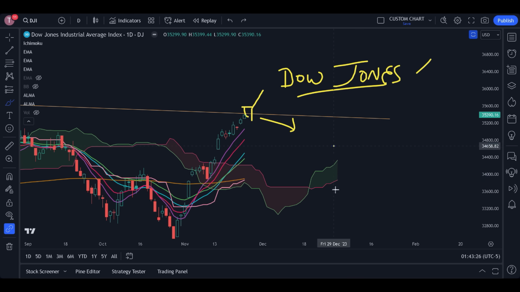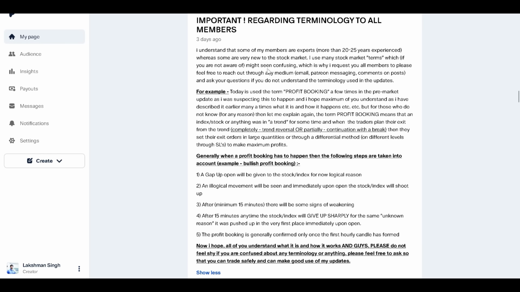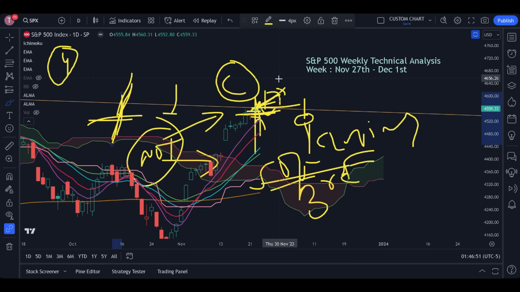And guys, remember that profit booking is confirmed only when the first hourly candle has formed. I have given this to all of my members regarding terminology, and I've used profit booking on Monday if there comes a gap up open and if similar conditions are seen.